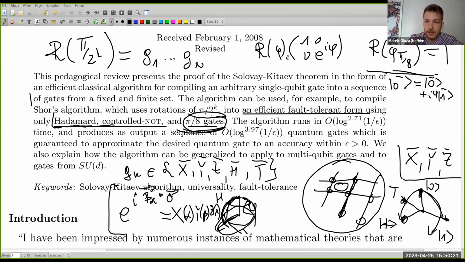The T-gate in one go gives me a small angle, which is pi over 4, I believe. On the Bloch sphere, it will be somewhere here. Then you can do some operations and try to get to maybe pi over 8, and so on and so on. I think in this notation there would be 2 i phi or something like this.